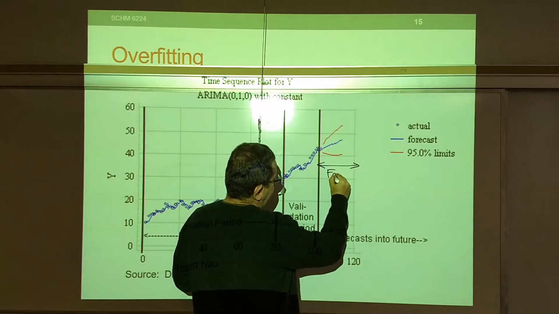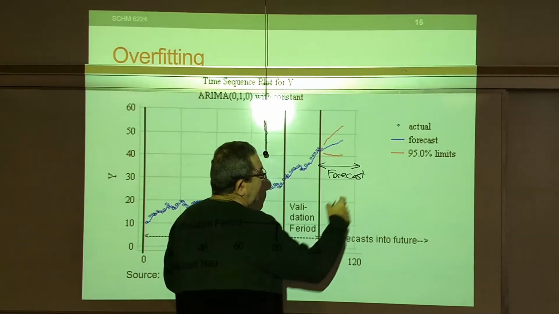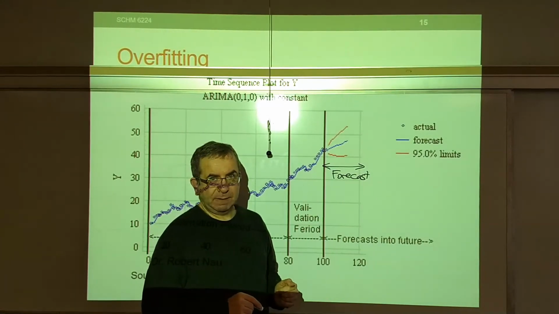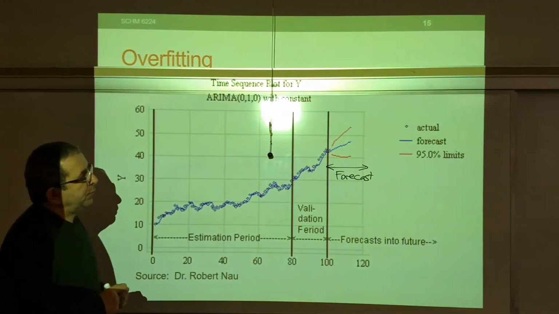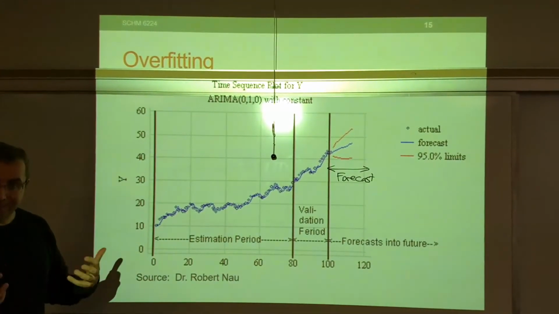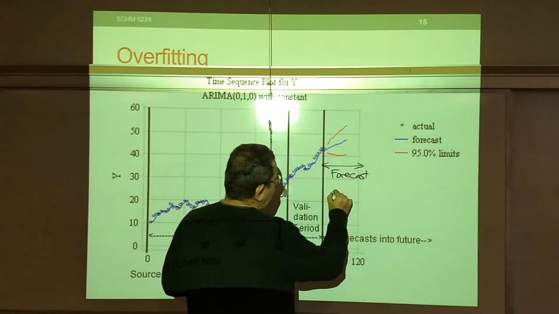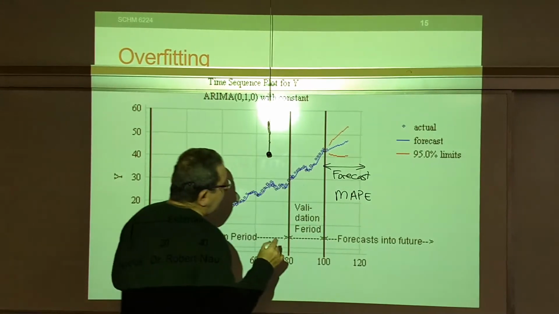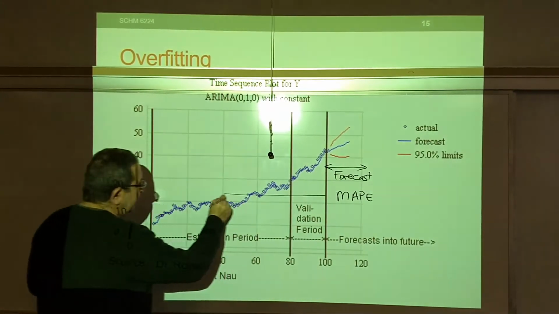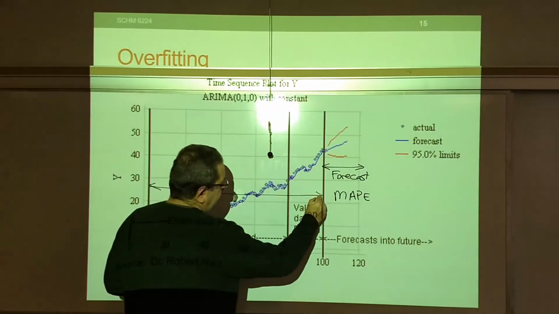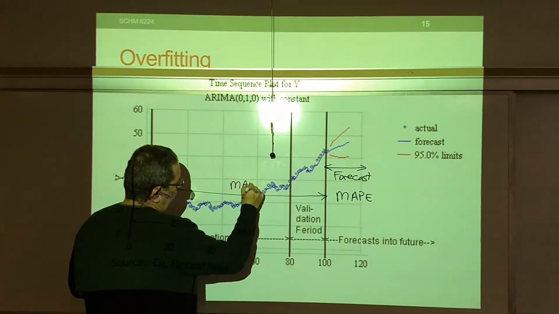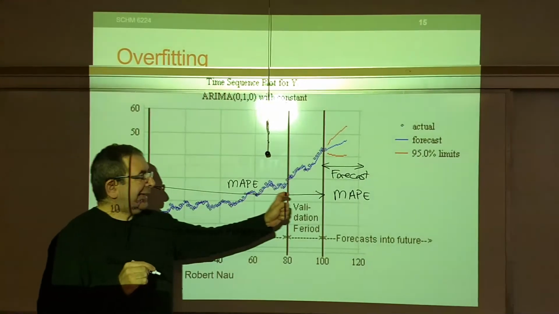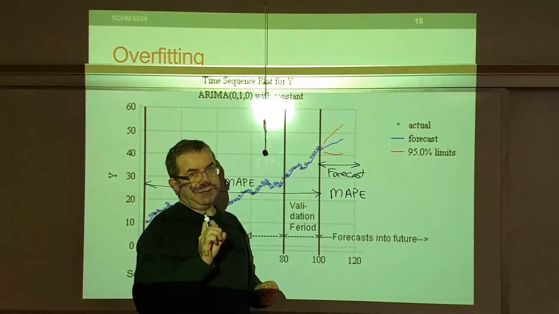This is the region we want to forecast, these periods. And we want a low MAPE here. So if we use the entire data set and calculate the MAPE, this MAPE and this MAPE will not be very similar.